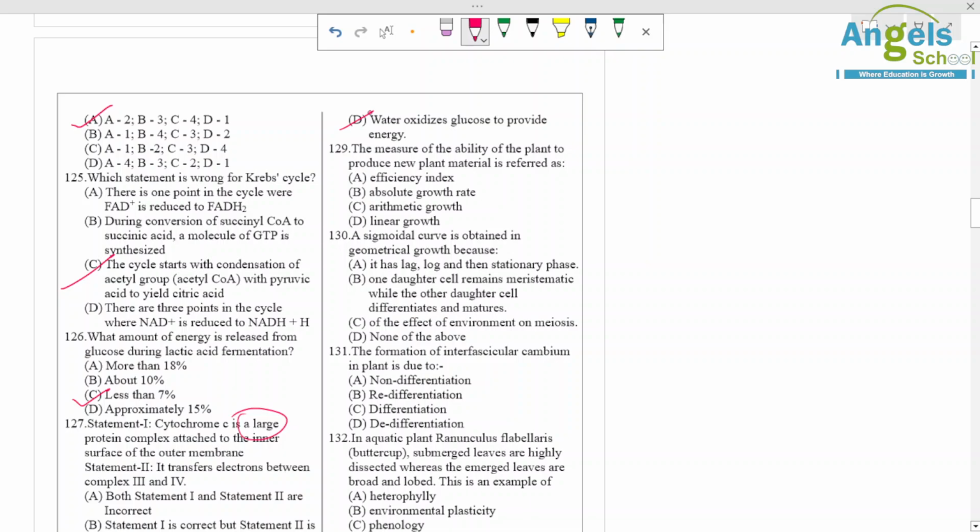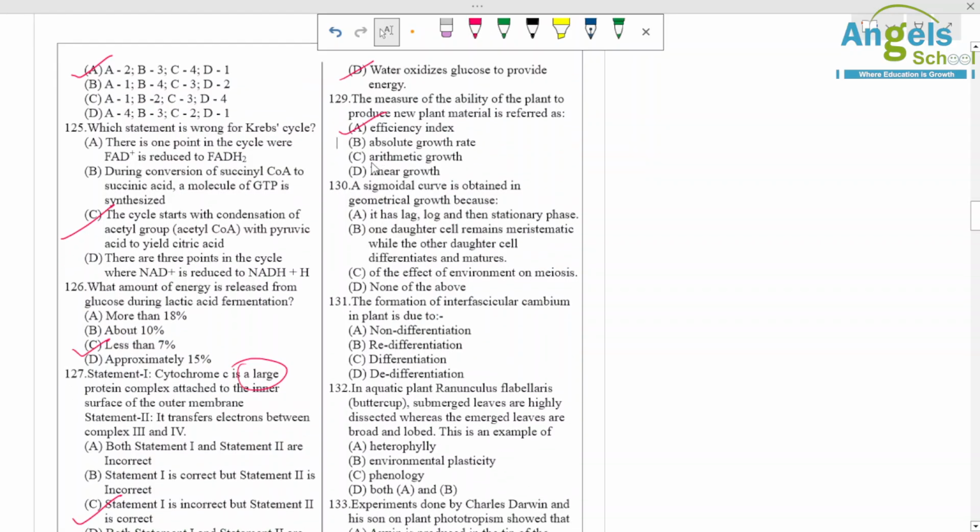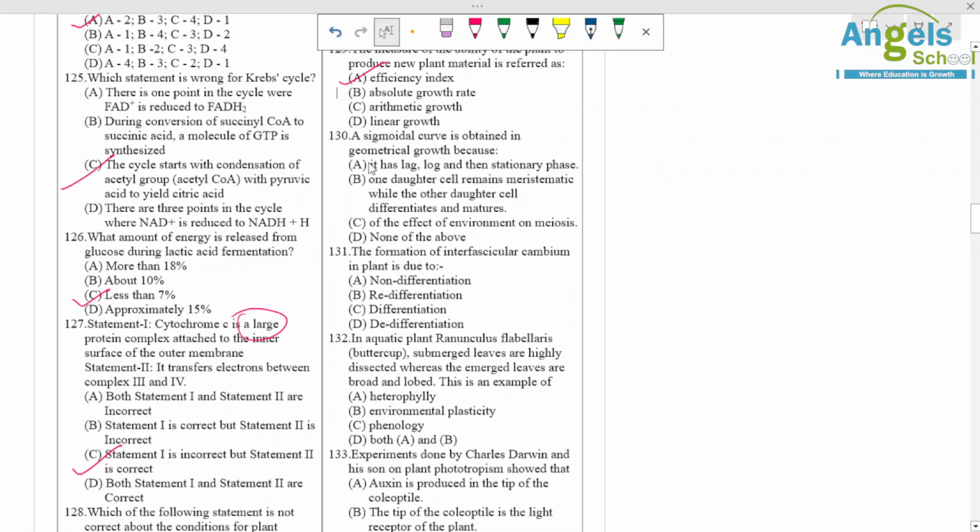Question number 129. The measure of the ability of the plant to produce new plant material is referred to as: efficiency index, absolute growth rate, arithmetic growth, or linear growth. So it's the efficiency index. This is a definition.